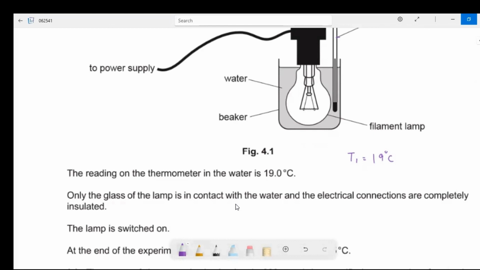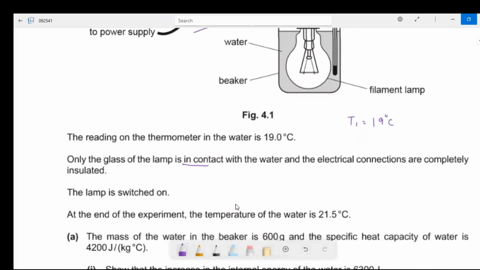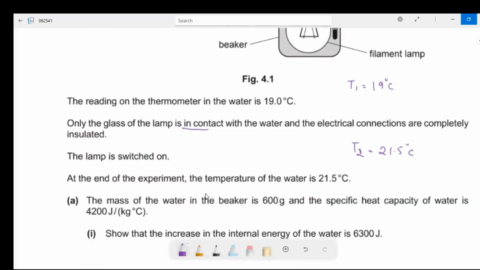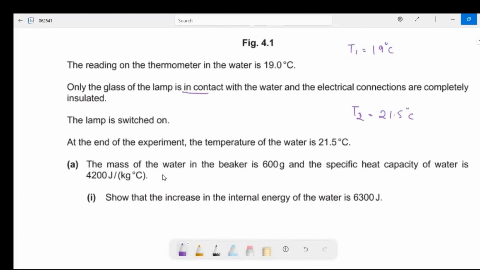Only the glass of the lamp is in contact with water and the remaining part is insulated. Electrical connections are completely insulated. The lamp is switched on. Once the lamp is switched on, the temperature of the water rises to 21.5 degrees Celsius. So here there is a change in temperature. At the end, the mass of the water in the beaker is 600 gram.